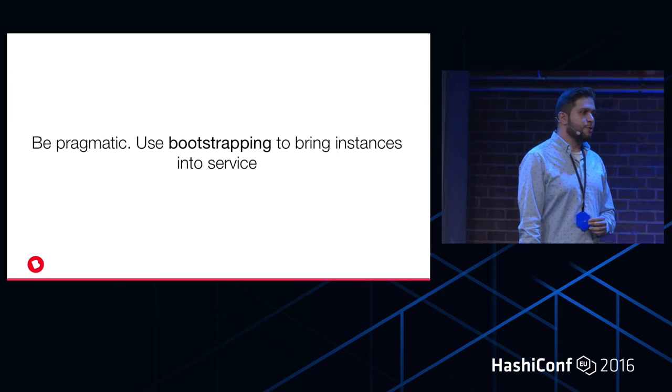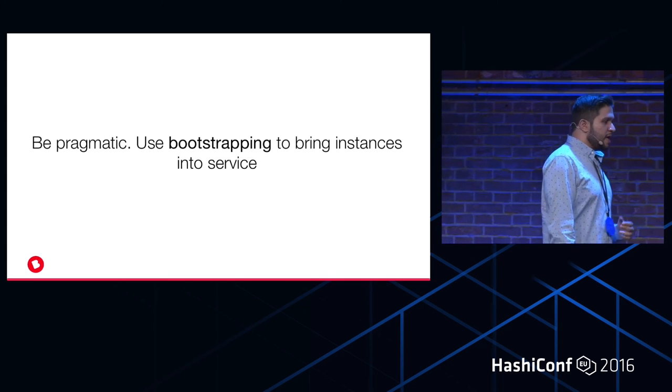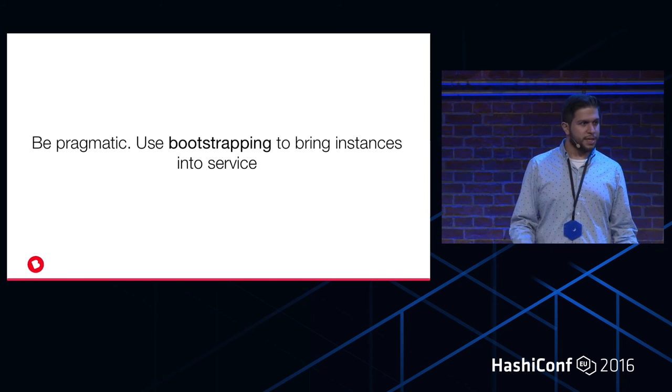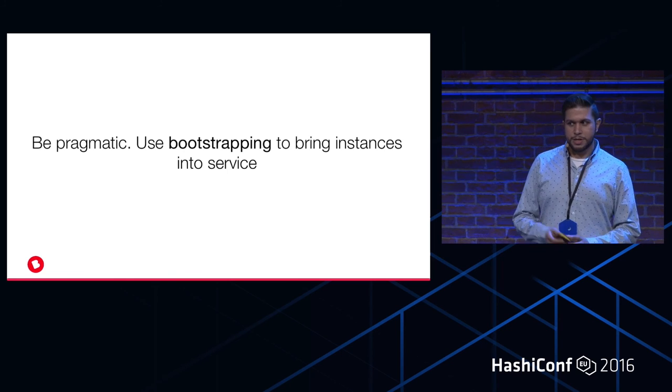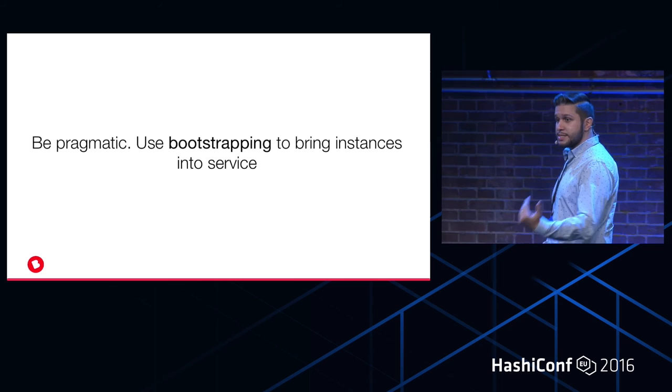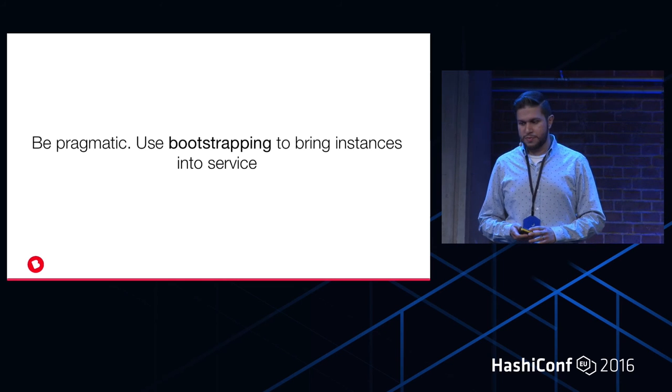The other principle to take away is to be pragmatic. Immutable is actually a bit of a loose definition in the case of immutable infrastructure, because regardless of what you do, you will need some element of bootstrapping to bring instances up and wire them up to the rest of your architecture.